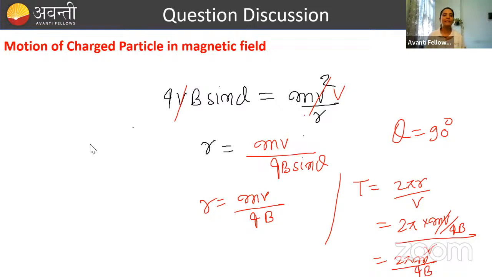So the basic thing is that time period will be independent of velocity and all. So this is time period. Frequency you can calculate as 1 by T, right? So these are all things.